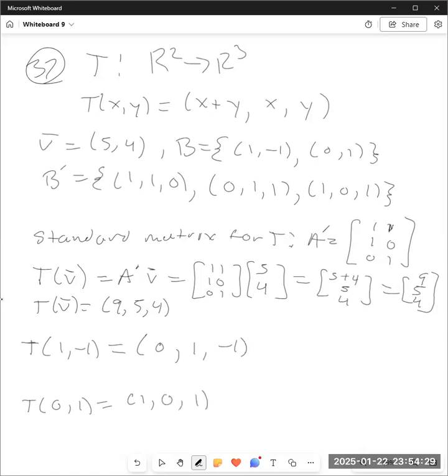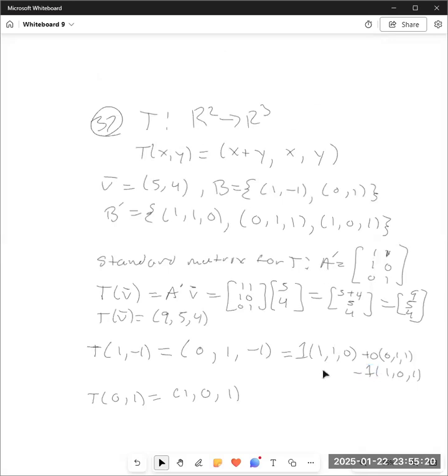So now how do I write these in terms of these vectors that are in B prime. Again, we have a whole video on that. I'm not going to go through the whole process of doing that. But you can find the linear combination of these for this to be one of the 1, 1, 0's plus 0 of the 0, 1, 1's minus 1 of the 1, 0, 1's. Zoom out just a little bit so I can write that all on one line.